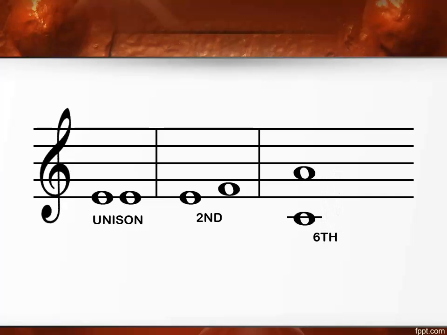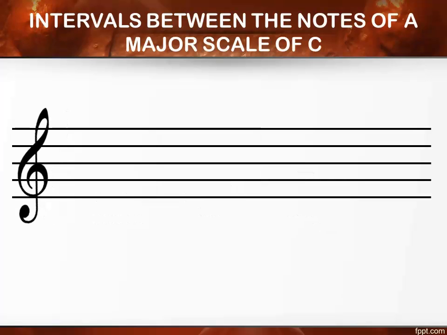You know, it's quite simple. It's quite simple for those of you who were not getting it very well that time. I believe this has explained better. Now let's do something, you know. Let's consider the interval between the notes of a major scale of C. Now, how do we get a major scale of C on the staff?